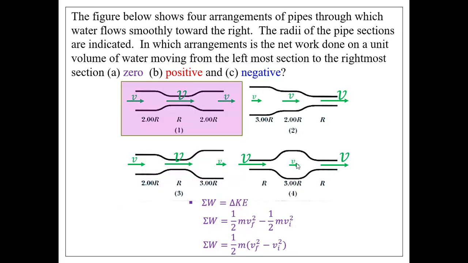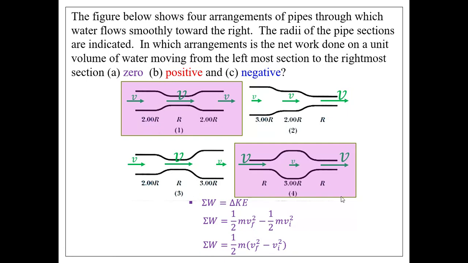So there's no work done on that one because the V's on the left and on the far right are the same. And then likewise with diagram 4, the entry speed is large. It did slow down, but it exits at the same speed because it has the same cross section. So I'm going to say that 1 and 4 are 0 work.